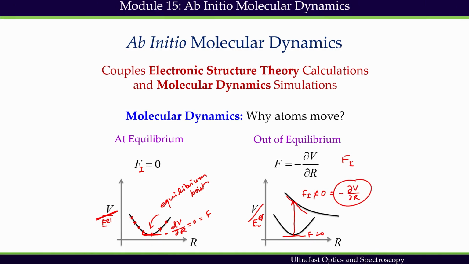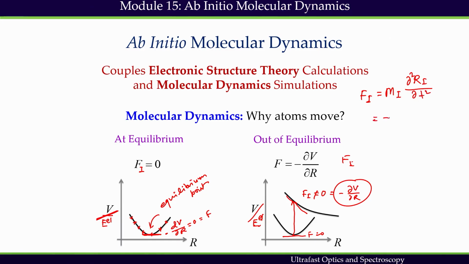So in the mixed quantum classical picture, one can then write that F I, the force acting on the ith nucleus, is going to be m i, the mass of the nucleus, times the acceleration acting on the ith nucleus.